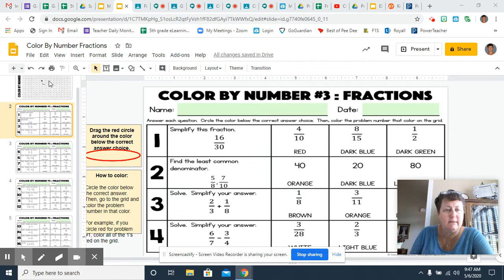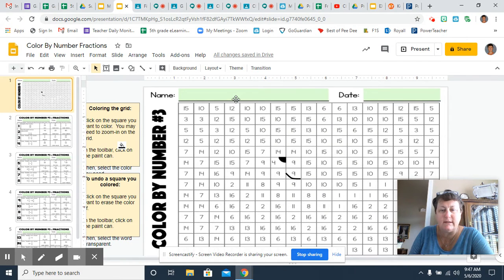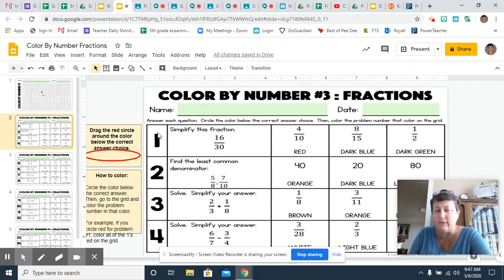So if you look at the screen, here is a coloring sheet with numbers in it. These numbers correspond to the number of the problem. So whatever answer I get for number 1, 4/10, 8/15, or 1/2, that will tell me what color the box all the ones need to be. So let's do number 1.